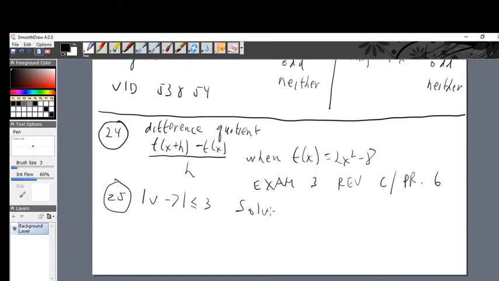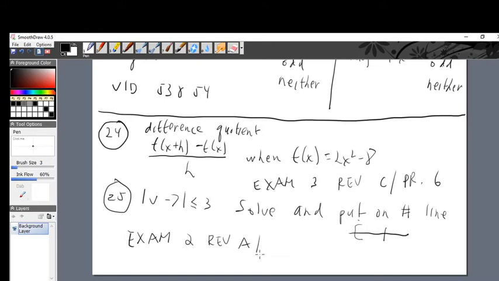What will it say? It'll say solve and put the answer on the number line, right? So remember the number line with a 0 in between. They'll want either brackets or, it's going to be brackets because it's less than or equal, to depict what's going on. But anyway, don't take my word for it on these hints. It's inadequate. Go look at exam 2, review A, problem 2, for something very similar to this.